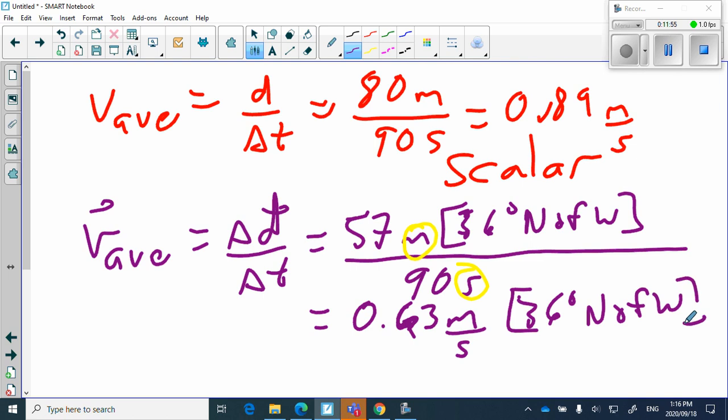Now remember, this is an averaging of the motion. Did the person actually move in that direction? No. It's just a mathematical averaging. Okay? Is that okay, buddy? Okay, that's the way we do that. I'm going to post this.